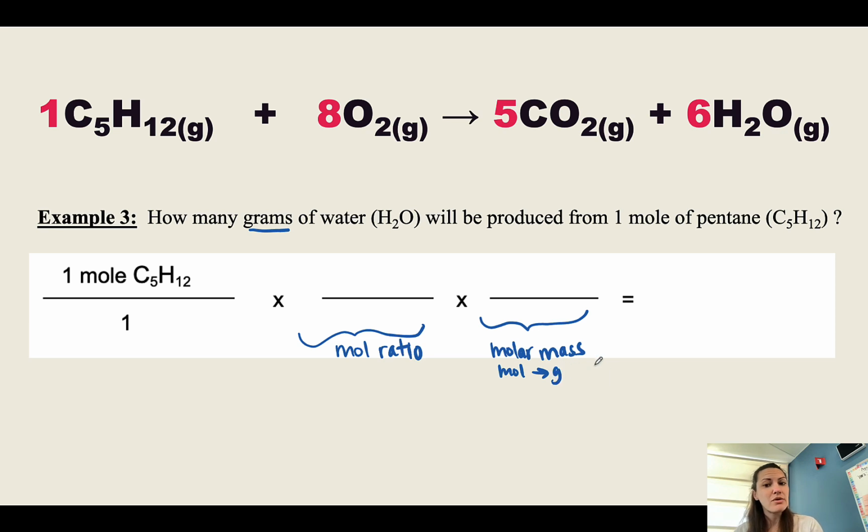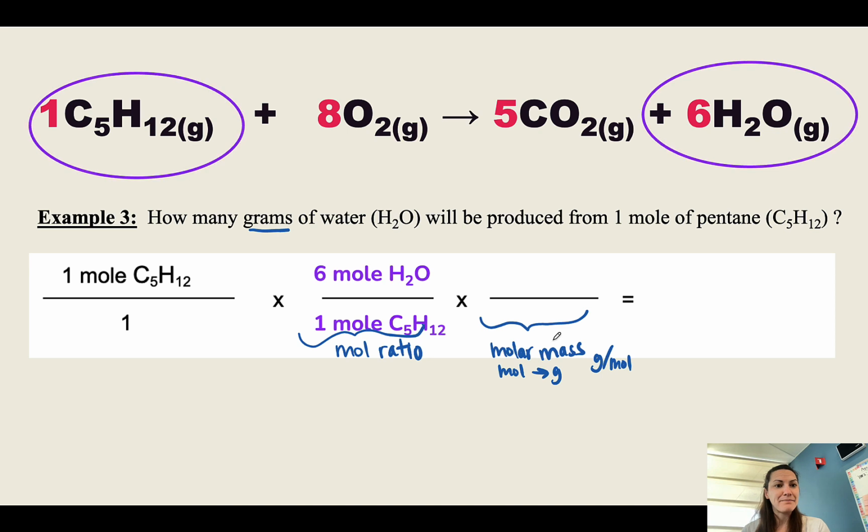Remember, your molar mass is how many grams are in 1 mole of a substance. So we'll have to add up our molar mass. Let's do our first step, and that's going to be looking at our mole relationships. So we have 1 mole of pentane to 6 moles of water. So we'll put our 1 mole of pentane on the denominator and then our 6 moles of water on top.